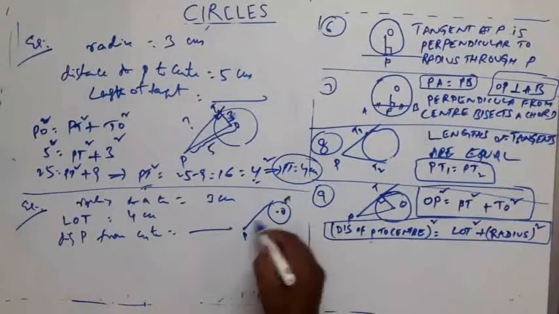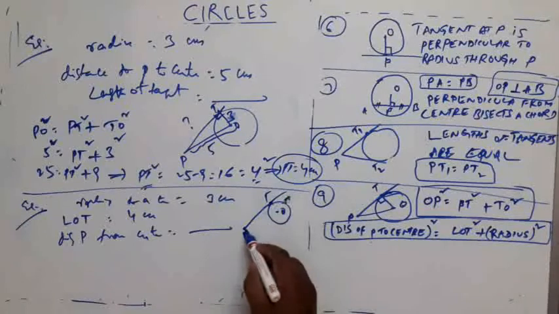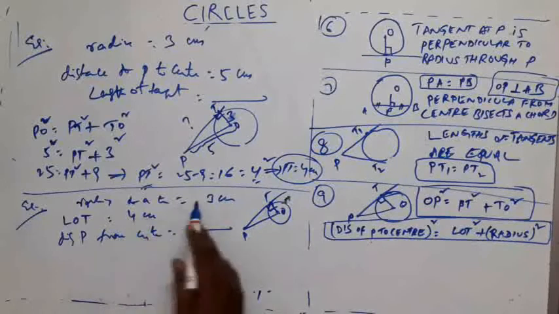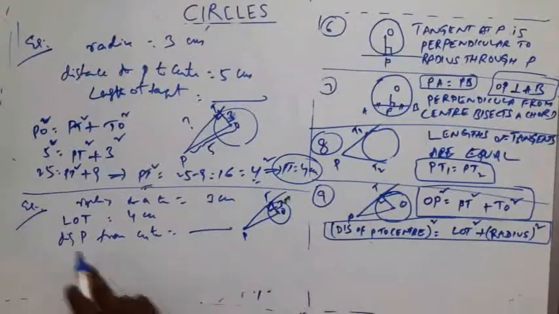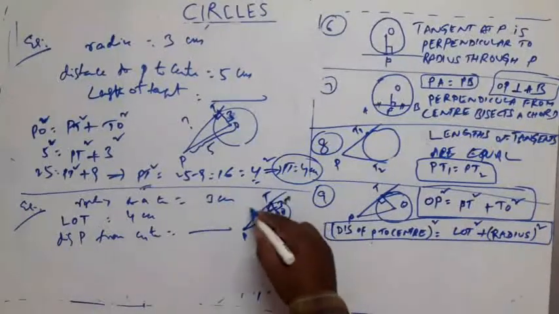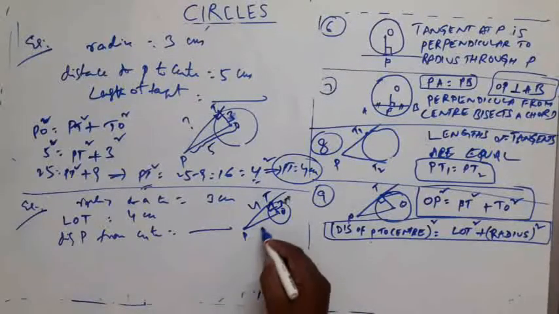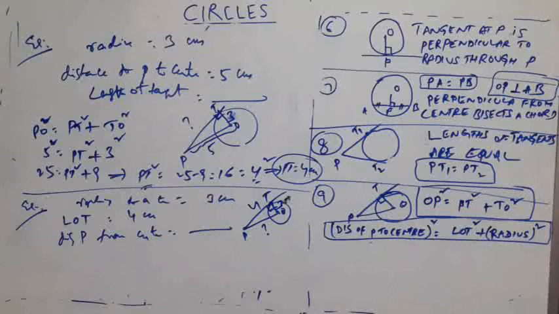Let us say the external point is P. This is T. I have joined this, and this is 90 degrees. Radius is given as 3. Length of tangent is 4 here. Distance of P from center is the question mark. Use the same formula.